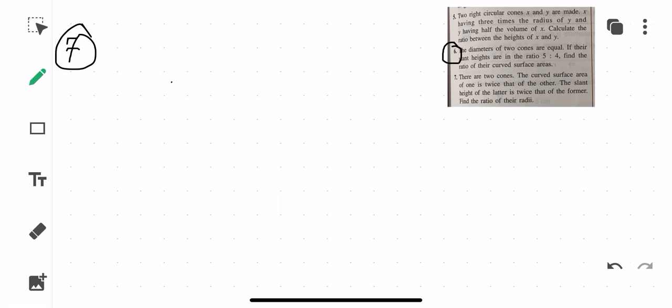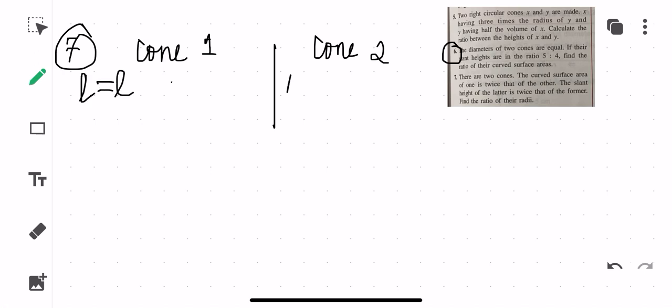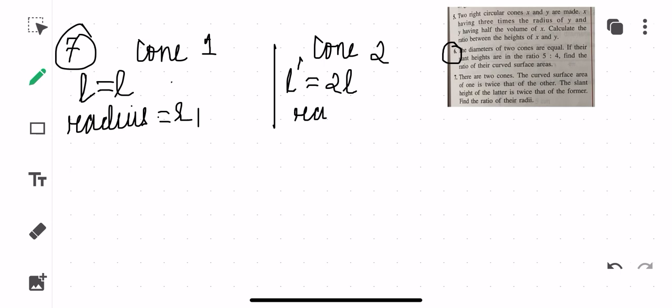So what can you take children? Here also you can take cone 1, and here also you can take cone 2. That is completely fine. So for first cone, suppose slant height is equal to L, then for the second cone slant height L dash will be equal to 2L. Okay, so suppose the first radius we are taking as R1, so radius is equal to R1. So here radius will be equal to how much? Here the radius will be equal to R2.